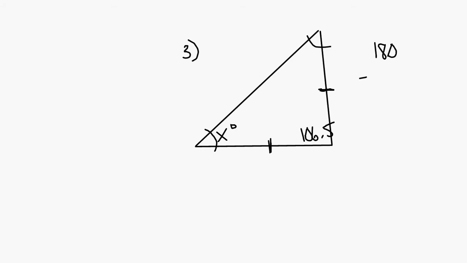Number 3 is another isosceles triangle. But it's rotated. And this is 106.5. Okay, so this bottom and right side are the congruent sides, which means that this angle, the x angle, and this other angle are equal to each other. So again, you take 180 and you subtract 106.5. 73.5. And if you divide that by 2, that's going to equal the angle that you're looking for. So 36.75.